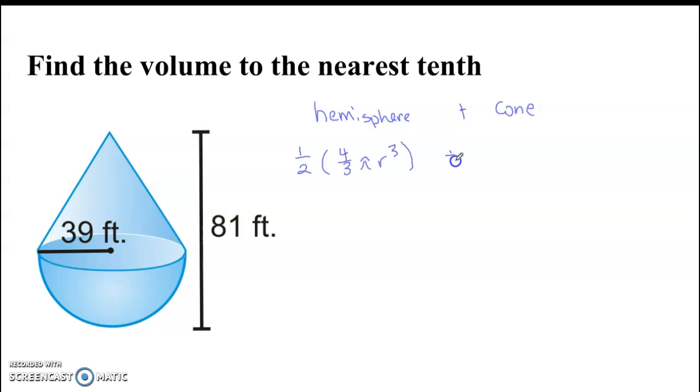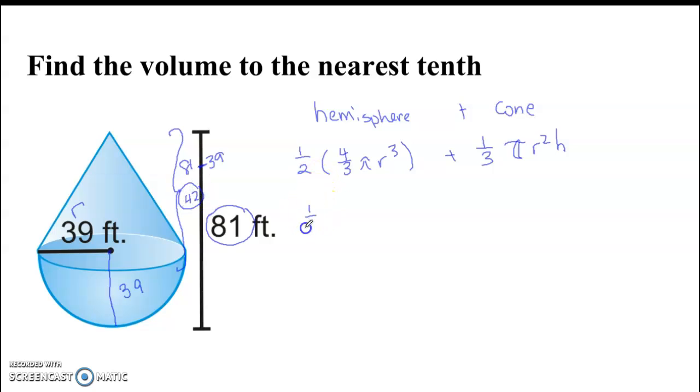And again, you don't have to memorize these formulas. Oh, this should be pi r squared h. They're on the reference sheet. So this 39 is my radius. Now again, this is just like before. 81 represents the entire thing. So remember, if that's 39, this is also 39. So the height of the cone would be the 81 minus the 39, which is 42.